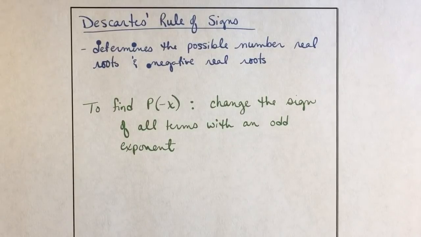Okay, what we're going to discuss next is called Descartes' rule of signs. I think I'm pronouncing that correctly. It's a French name, but that's the way I've always heard it pronounced.